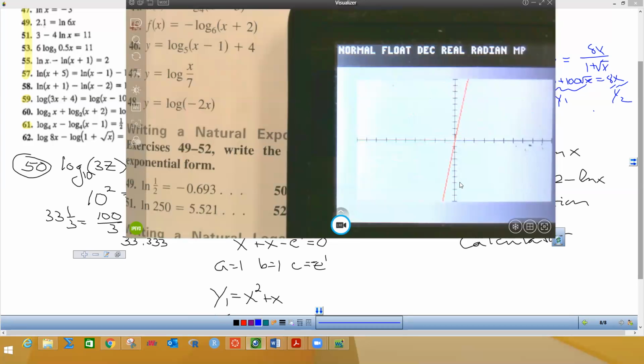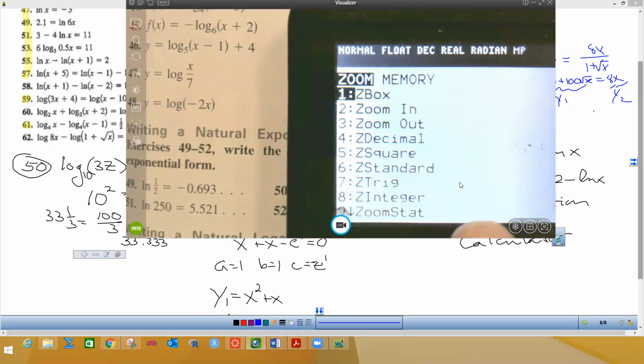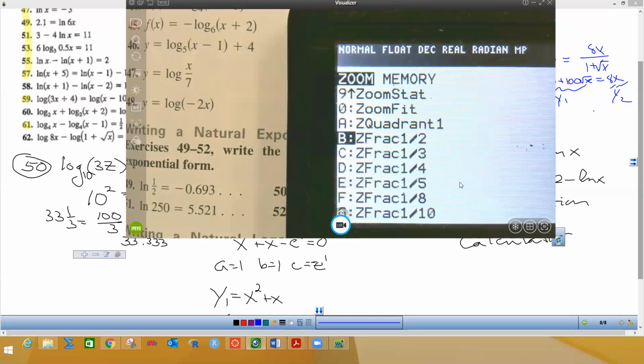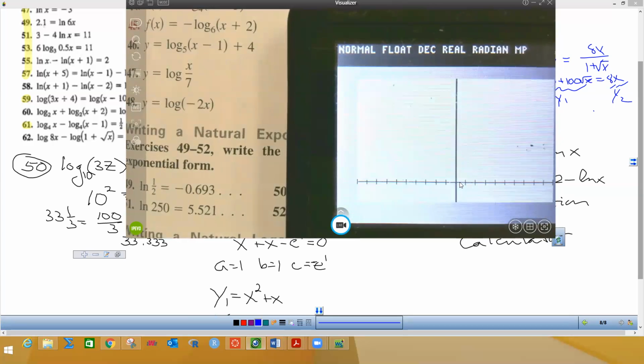Okay, so that is my 8x graph, but that is not my radical 100 graph. So it's 100x plus 100 radical x. So I need to change my window. So here's what you can do to see the window. You hit zoom, and if you look down, we're going to arrow up because it's faster. If I go up here to 0, zoom 0 is fit. I'm going to hit fit, and that's going to change my window.